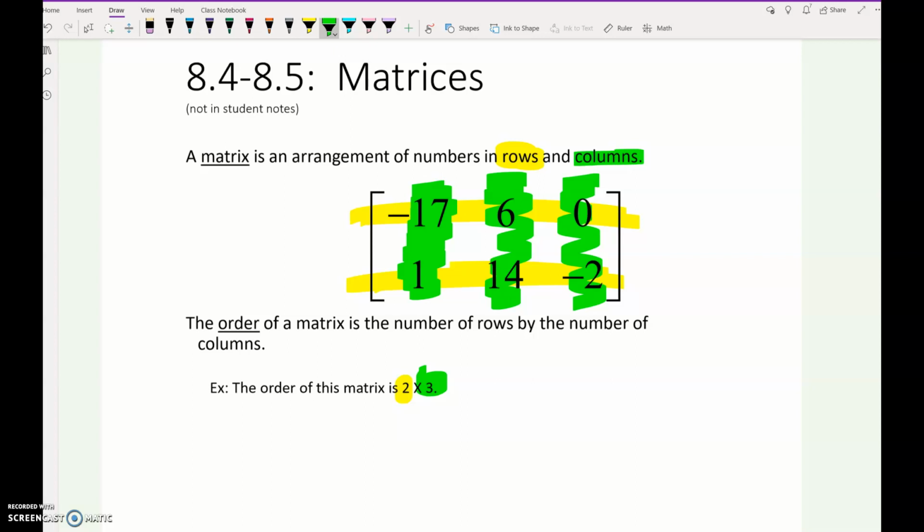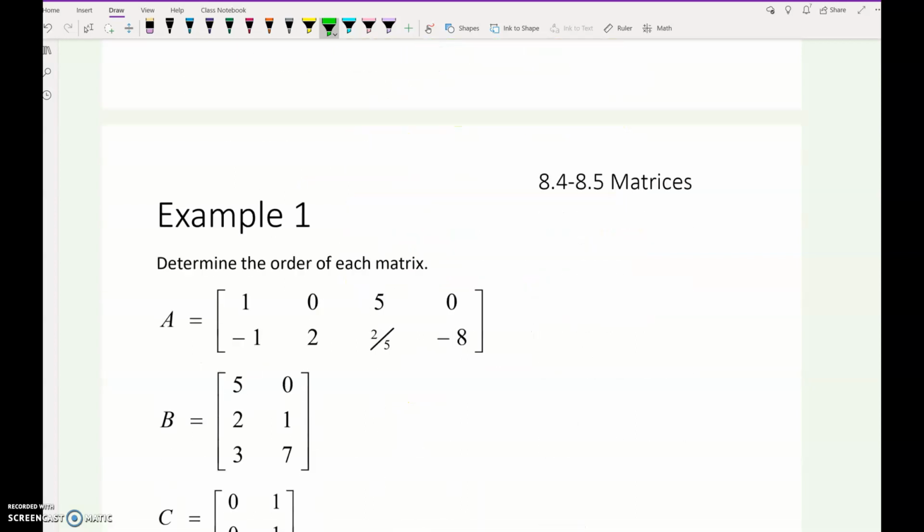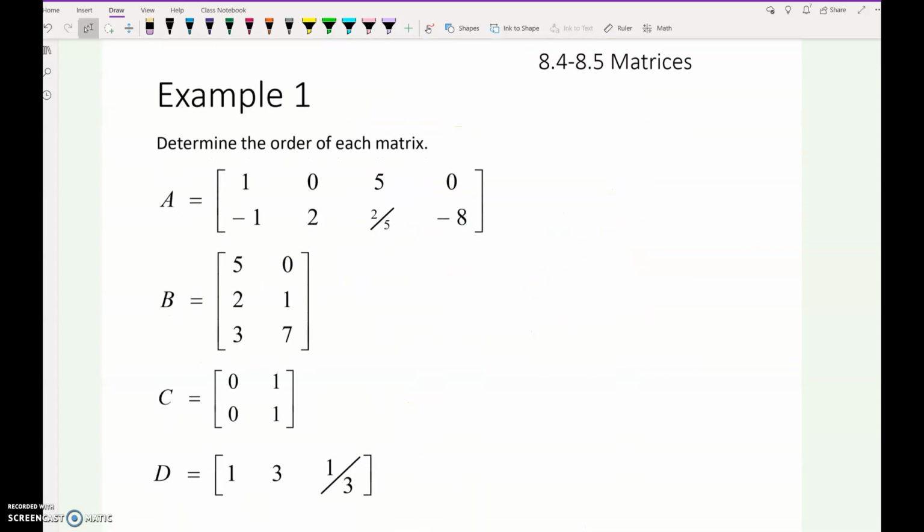The order is 2 by 3. Order is basically the dimensions, the number of rows by the number of columns. On our next slide, this is the slide that you actually have, we need to determine the order of each matrix, or the dimensions of each matrix. You may want to write on your paper, row by column. Rows are horizontal, columns are vertical.